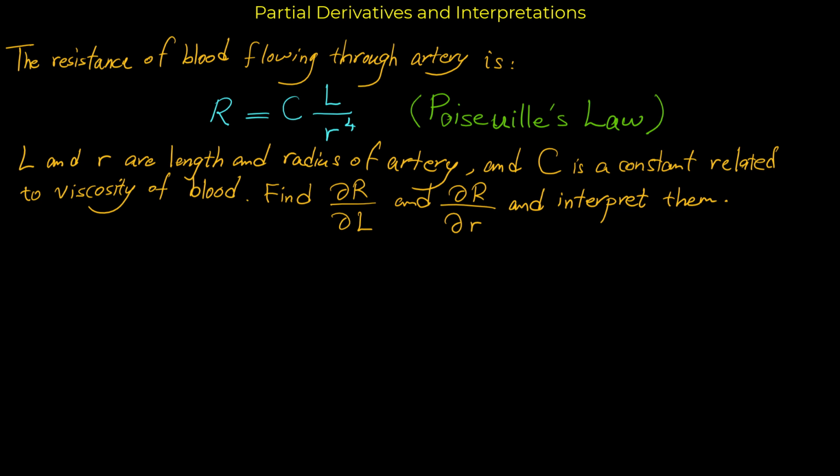The resistance of blood flowing through an artery can be calculated with this formula: R equals C times L over r to the 4. This formula is famous as Poiseuille's law, in which L and r are the length and the radius of the artery. And as I mentioned, C is a constant in this relation. C is the constant related to the viscosity of blood.